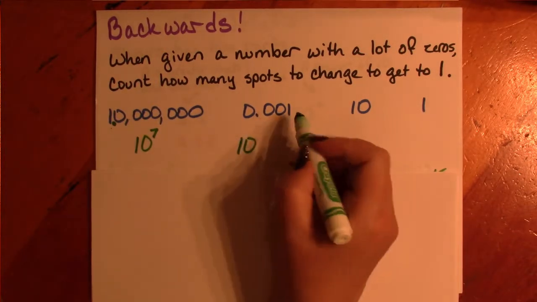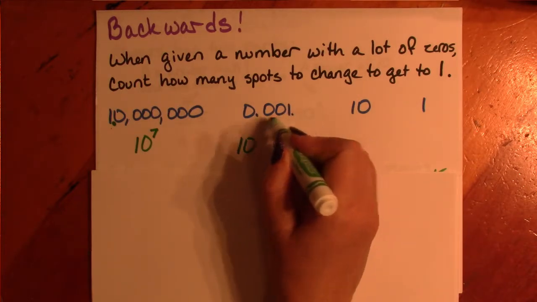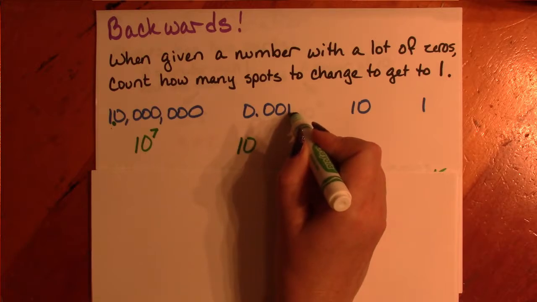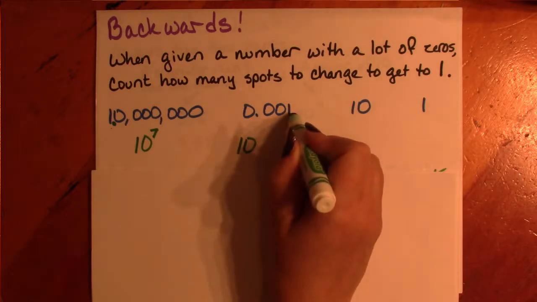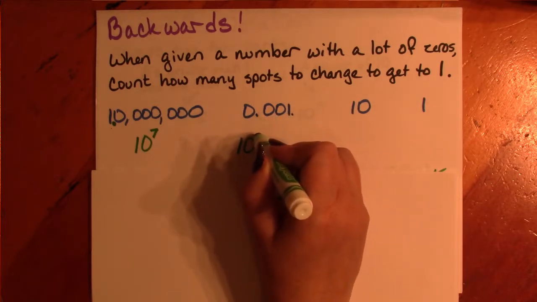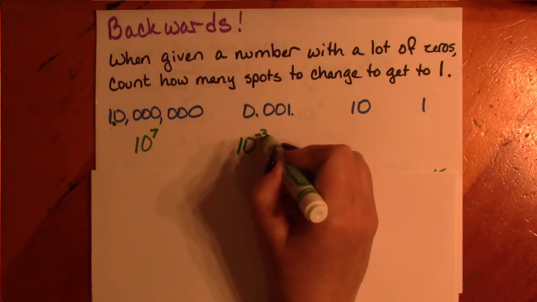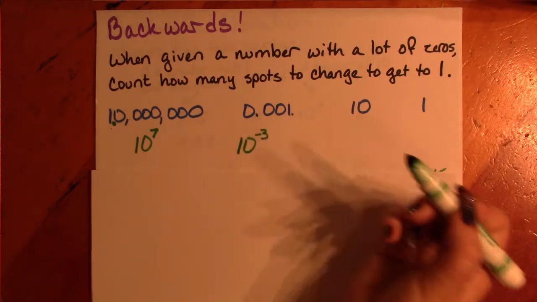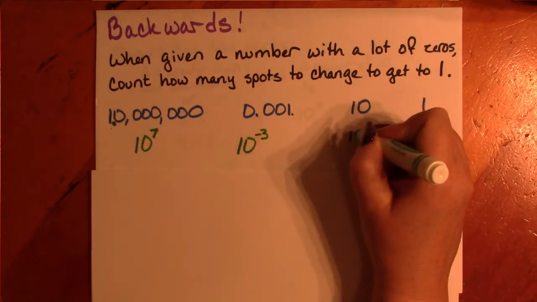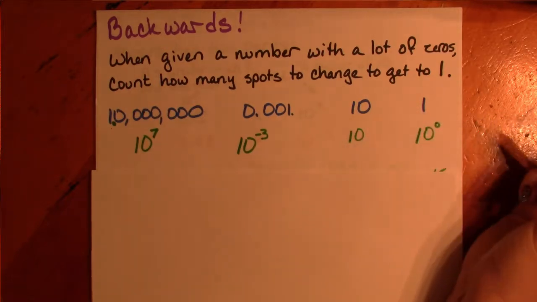Now, here, I'm going to move that decimal place from here. I'm going to move it 1, 2, 3 to get to here. So if I start with a 10, I want to move that decimal place 3 times backwards. So 10 to the negative 3 is going to give me a small number like 0.001. 10 is 10 to the 1, and 1 is 10 to the 0.